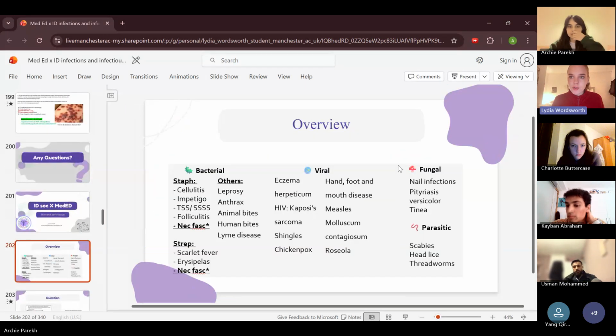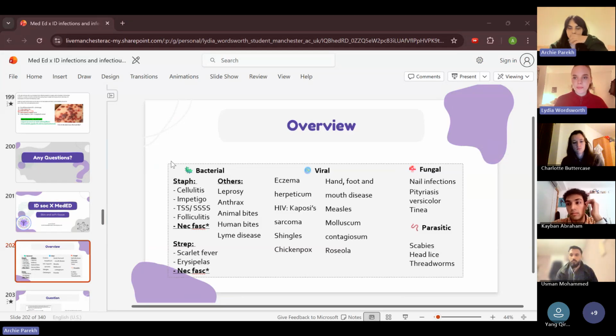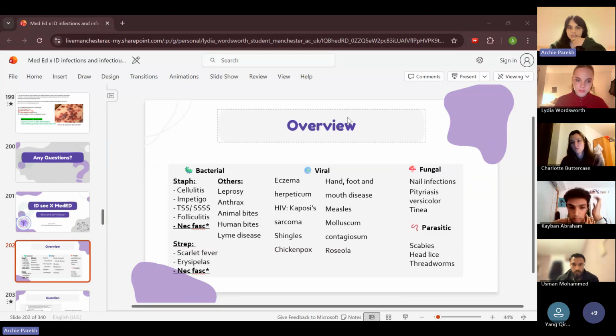So I'll just share my screen. Sorry, I just wanted to show the slide because I think I skipped over it, but it's just a summary of all the skin infections from bacterial, viral, and parasitic point of view. So when you get the slides, you can go through it.